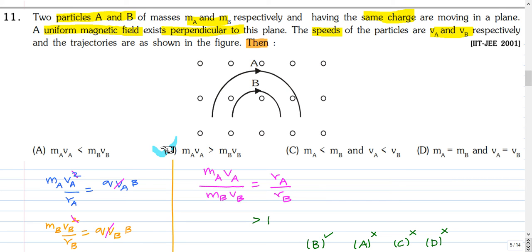And you can check other options also. Option A is not true. Option C, that need not be true. Option D is also not true.